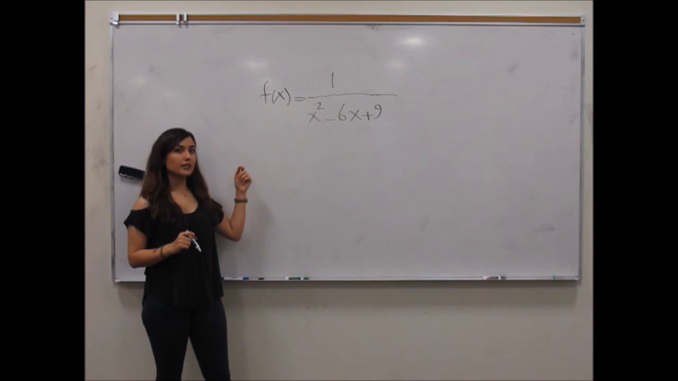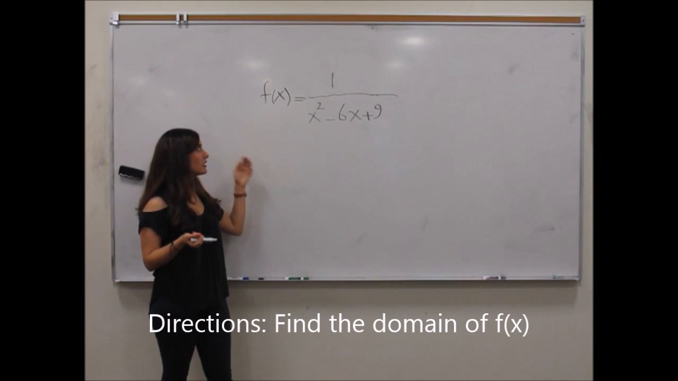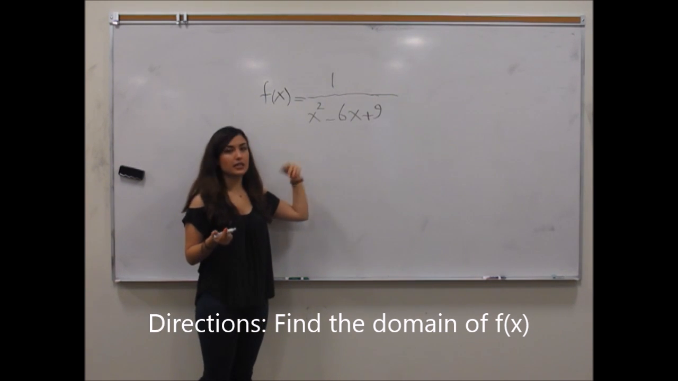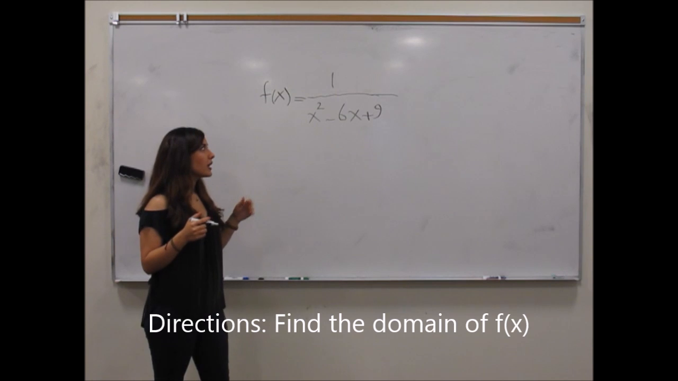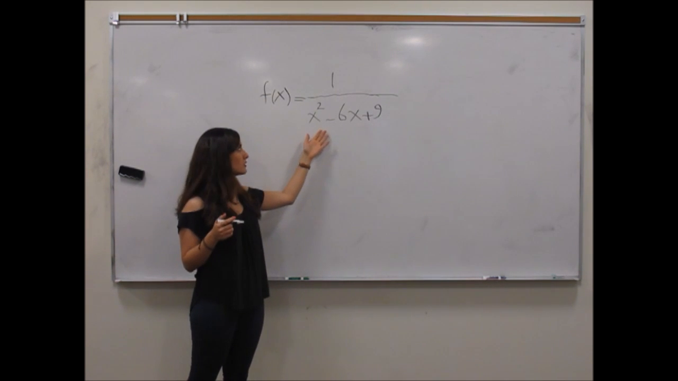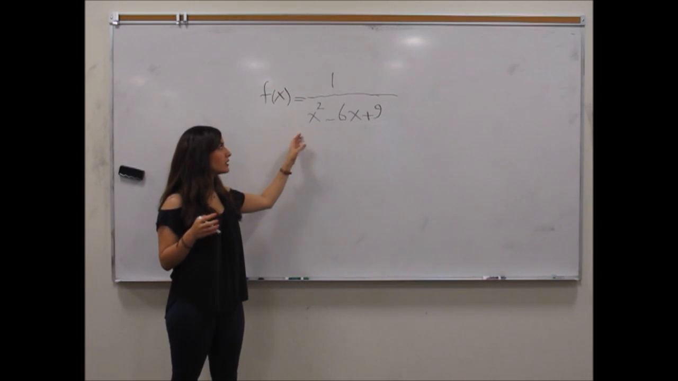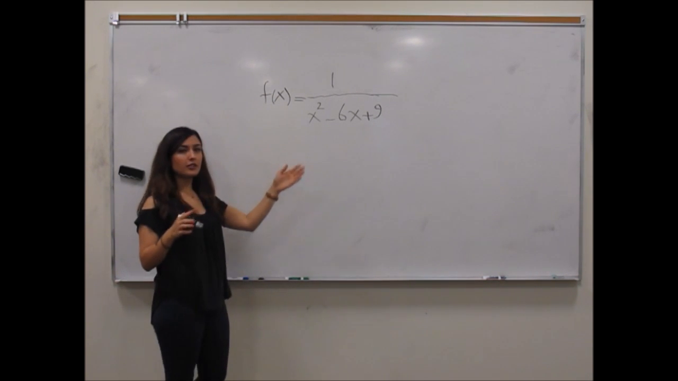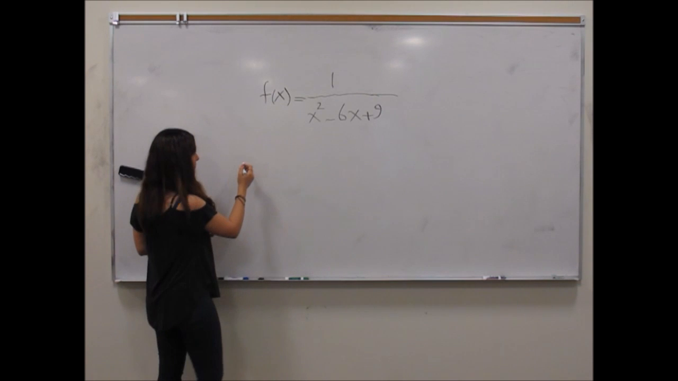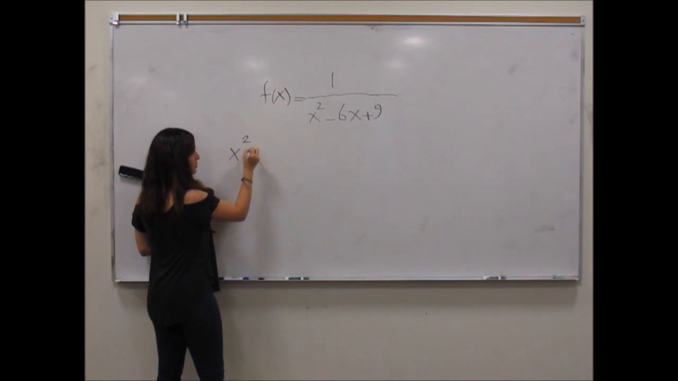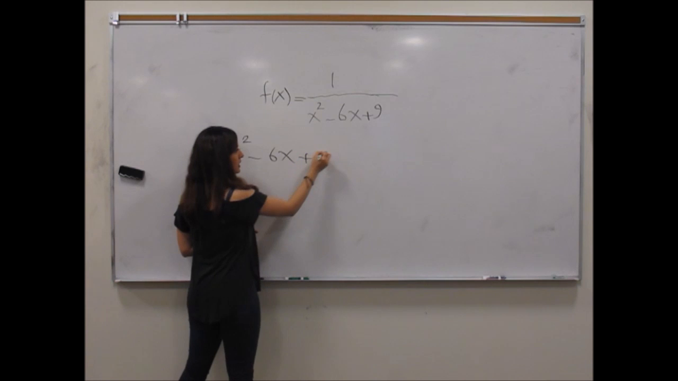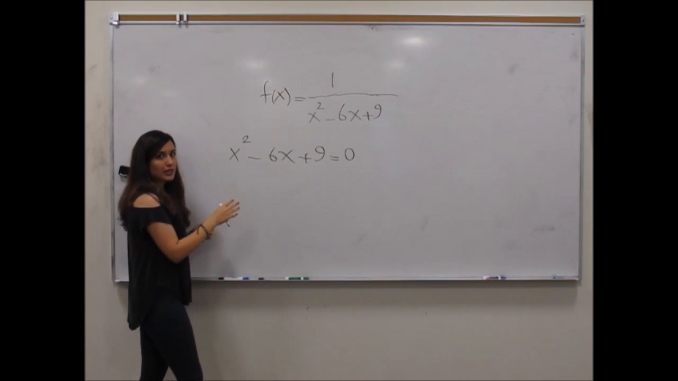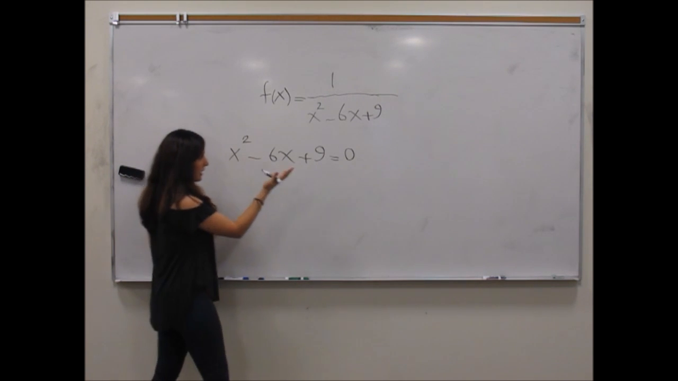Okay, so let's look at another example here and try to find its domain. f of x is equal to 1 over x squared minus 6x plus 9. So to find its domain, this is a fraction, this is a rational expression, so I have to find at what points this function is undefined. So I set the denominator equal to 0 to find those points. I have x squared minus 6x plus 9 equal to 0. And this is a quadratic equation, so let's factor it out.